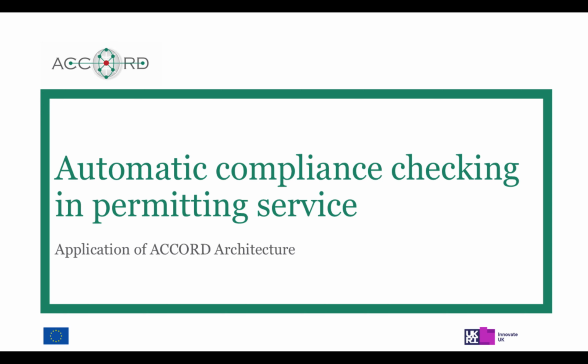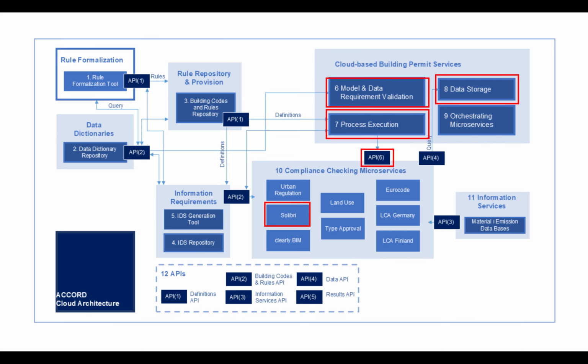In the last phase of this presentation, I will describe how Accord architecture has been applied in this example that you just saw. This is the Accord cloud architecture picture that you might have seen before. In the beginning of the demo, you saw some Solibri check sets and BCRL checks in our local checks repository in data storage number 8. Then you saw some IFC models being uploaded in the same storage.